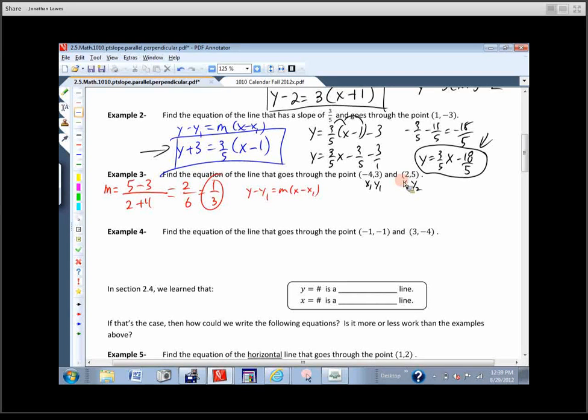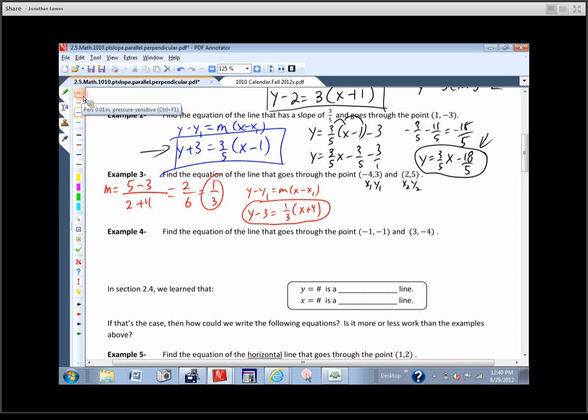So which point do you want to use? Does it matter? Doesn't matter at all. I'd usually pick the one with the smallest numbers and the fewest number of negatives because you tend to make fewer mistakes. On this one, those are kind of smaller numbers, okay? Those are more positive. It doesn't really matter. Let's go ahead and use this one right here since I have it labeled x1, y1. So this is going to be y minus 3 equals 1/3 times x minus a minus 4, so that's going to be plus 4. Now, if the problem didn't specify and you could leave it in point slope form, we're done right there.